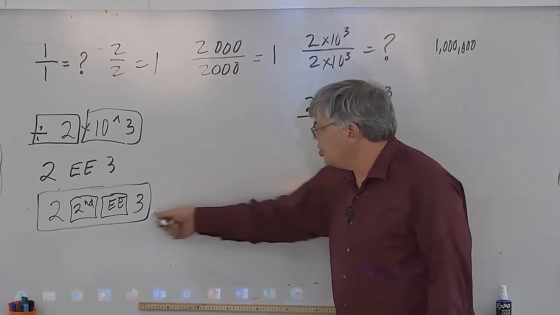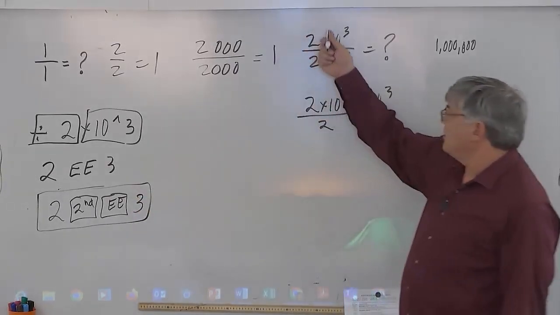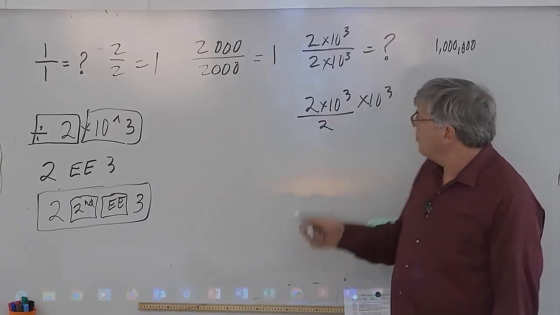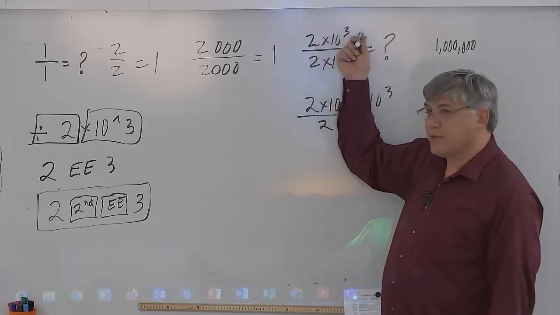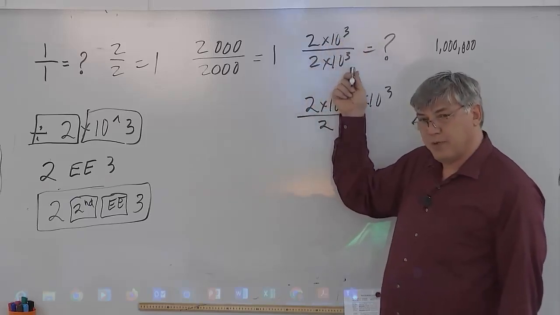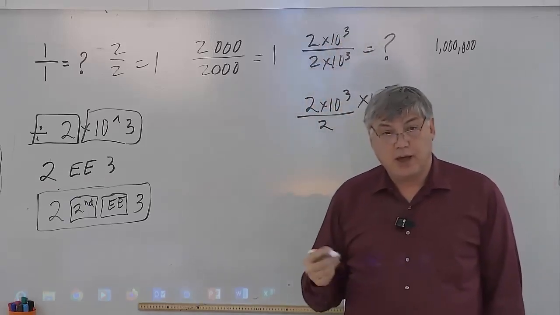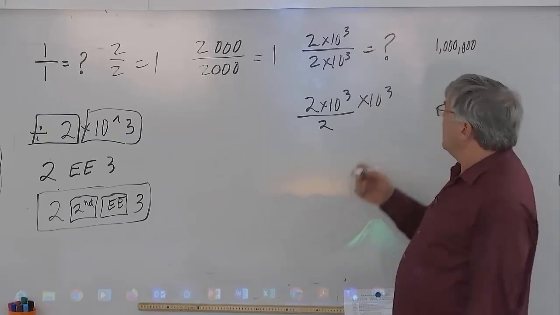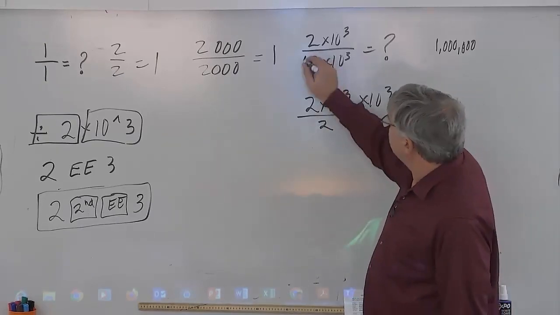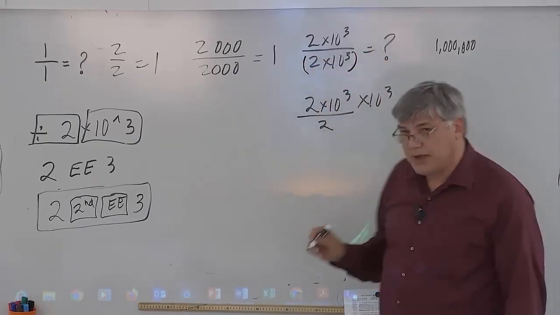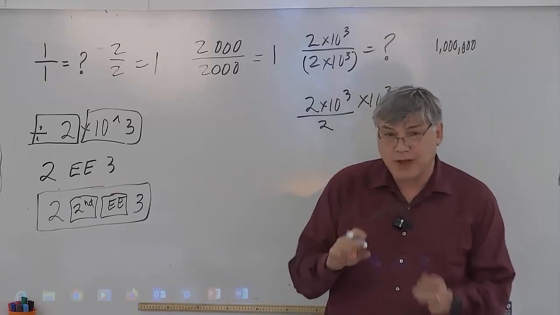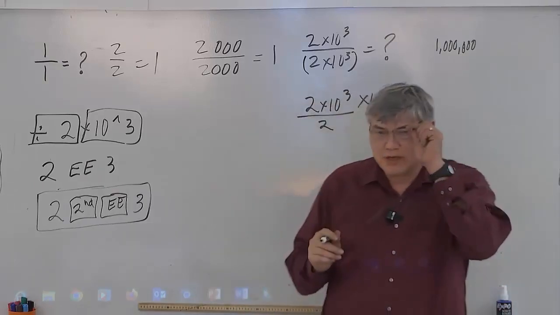If you plug 2 second EE3 divided by 2 second EE3, you'll get 1. But when you plug in 2 times 10 to the 3 divided by 2 times 10 to the 3, you'll get a million or some other number, which is not 1. Now this can be solved by putting parentheses around that entire piece, but the problem is that's still not scientific notation.